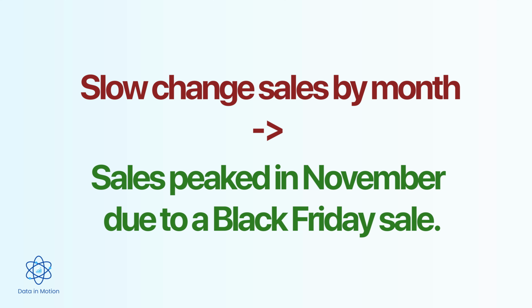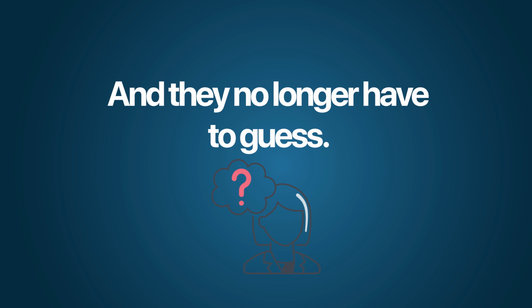All right, mistake number 7. Passive titles. Stop titling charts "sales by month" or "customer churn rate." That just describes data, but it does not tell a story. It just tells me what I'm looking at, but not what to take away. You want to use action titles. So change "sales by month" to "sales peaked in November due to a Black Friday sale." Now stakeholders know what they're seeing and why it matters, and they no longer have to guess.